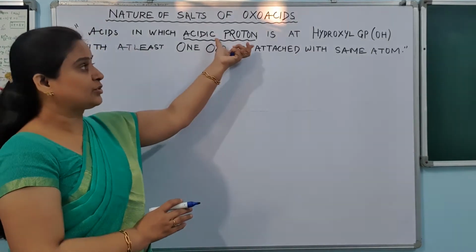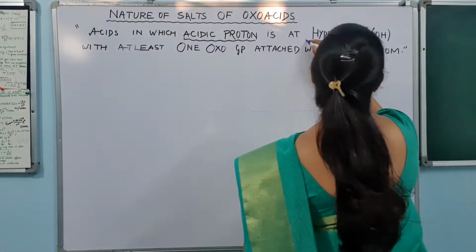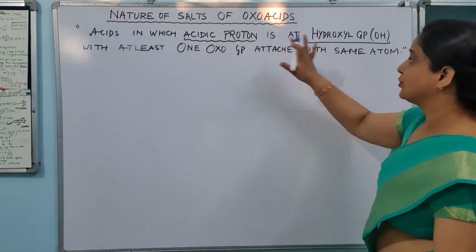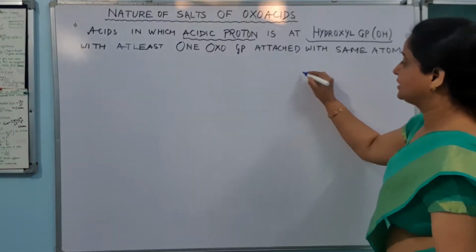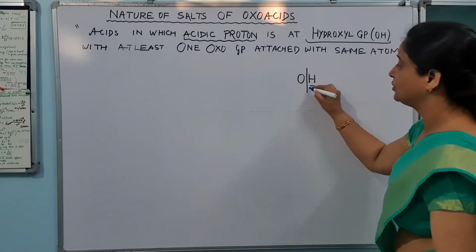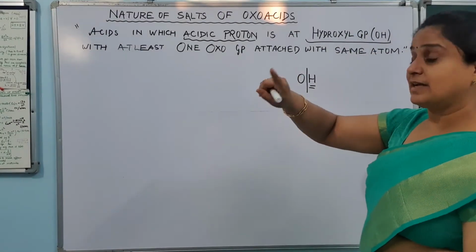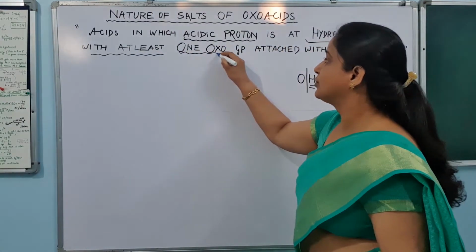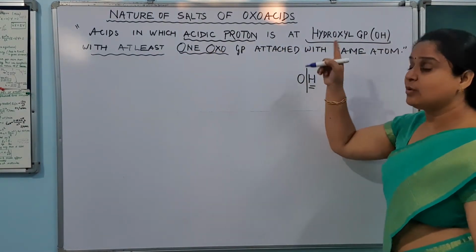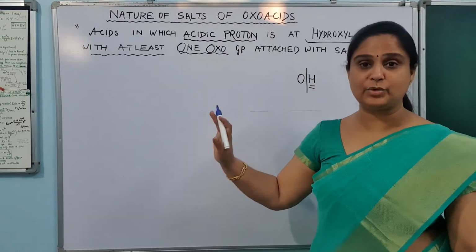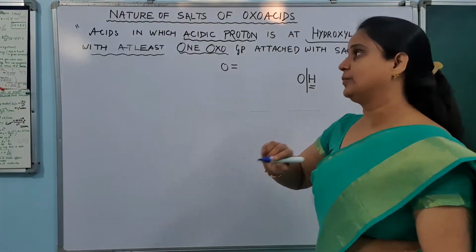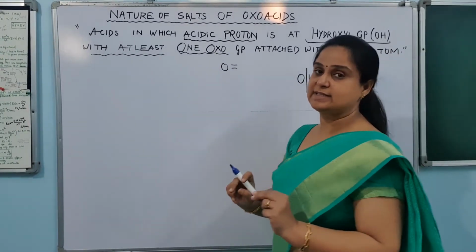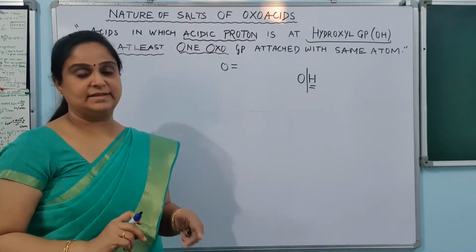If the acidic proton is on the hydroxyl group, do remember, those acids in which the acidic proton is at OH, meaning the H of OH is going to be released. And there is one more condition: at least one oxo group attached to the same atom. One oxo means O with a double bond. Oxo means double bond O, and one oxo group and one OH group have to be there in that acid. Then only that acid will be considered an oxoacid. I hope it is clear.